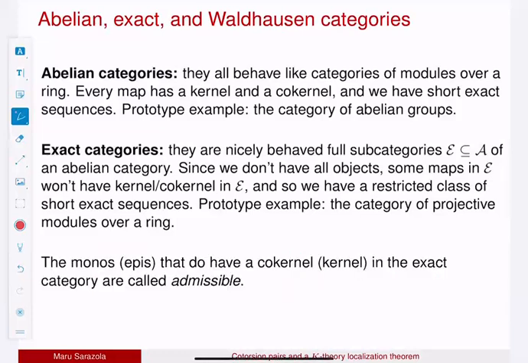So the monos, or respectively epis, that do have a co-kernel or a kernel in our category are going to be the nice ones. And these are going to be the ones that we're going to want to consider, and we call them admissible.